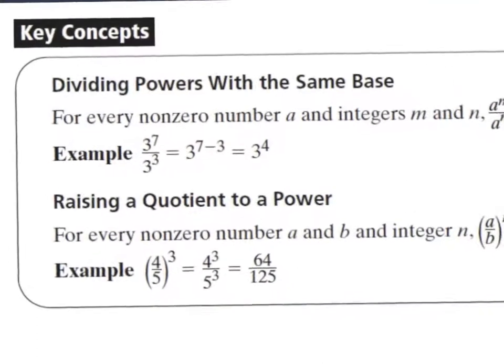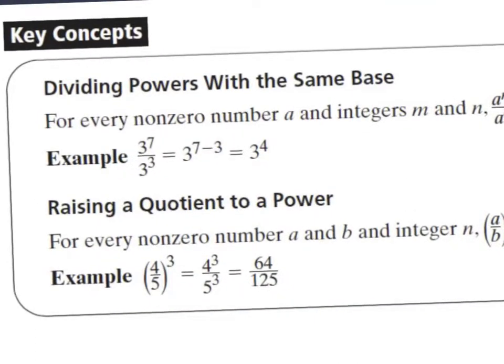If we look at this in action here, 3 to the 7th divided by 3 to the 3rd equals 3 to the 7 minus 3, or 3 to the 4th power. And again, in class, we'll do a lot with "when in doubt, write it out," and we'll see how we can factor out powers of 3 and such.